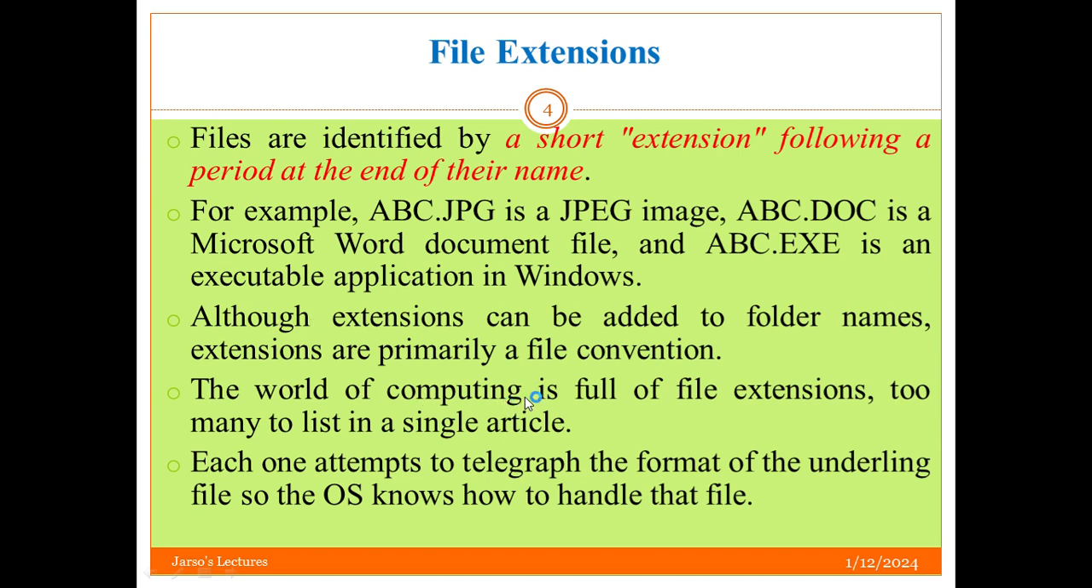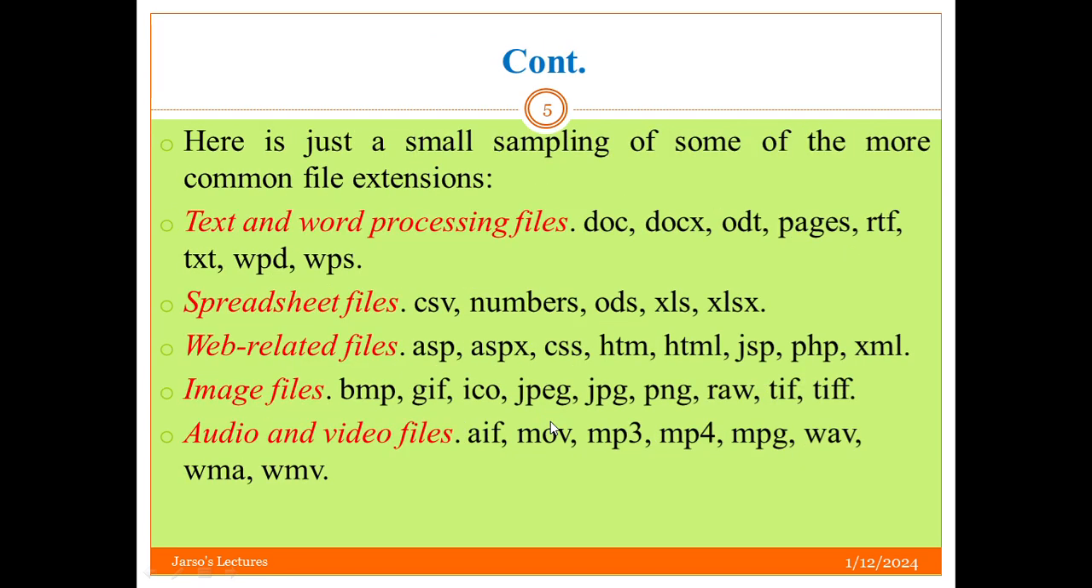Now let us see what is a folder. Let us go directly to what is a folder now. And look here, the world of computing is full of file extensions. Too many of them. Here are just a small sampling of some common file extensions. There are a lot of file extensions because a lot of file types and data formats are there, and each data format has its own file extension. For example, image, document, video, audio, each of them has its own file extension.